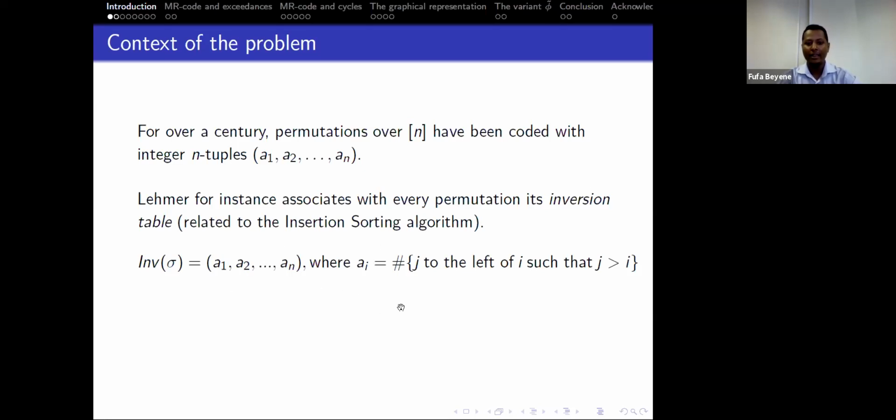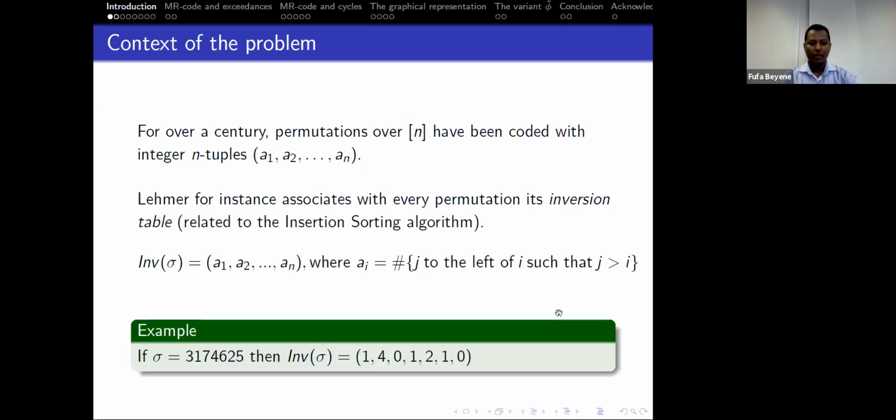We define the inversion table of a given permutation sigma as the vector of n non-negative integers where the i-th entry ai is the number of elements j to the left of i such that j is greater than i. For instance, take this sigma permutation in the symmetric group of length 7: 3, 1, 7, 4, 6, 2, 5. You see that the inversion table is 1, 4, 0, 1, 2, 1, 0. This means, for 1 here, there is only one element larger than it to the left, so we have 1 here, and similarly we can calculate the other values.